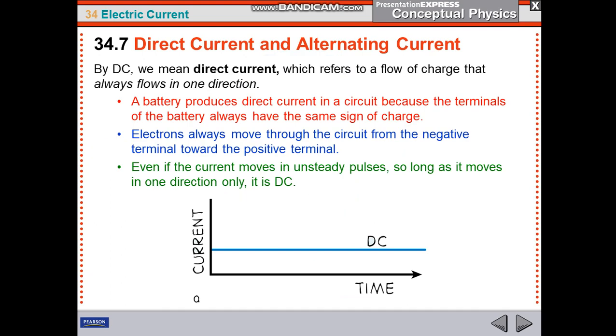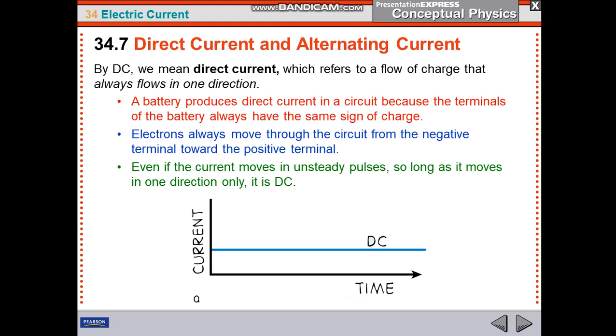Okay, the meaning of DC is direct current, which refers to a flow of charge that always flows in one direction. A battery produces direct current in a circuit because the terminals of the battery always have the same sign of charge. So there is always a flow in one direction. Electrons always move through the circuit from the negative terminal toward the positive terminal. So this is one direction.